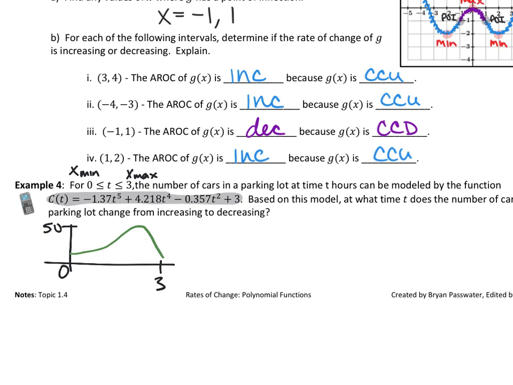The question here says, based on this model, which we now see in our graph, at what time, t, which is these numbers, does the number of cars in the parking lot change from increasing to decreasing? If we are going from increasing to decreasing, what kind of extrema am I looking for? A maximum. Awesome. So we are just trying to figure out what this local maximum is. Here's how we do this, because you could just move your little cursor along here, but you're never going to be accurate.